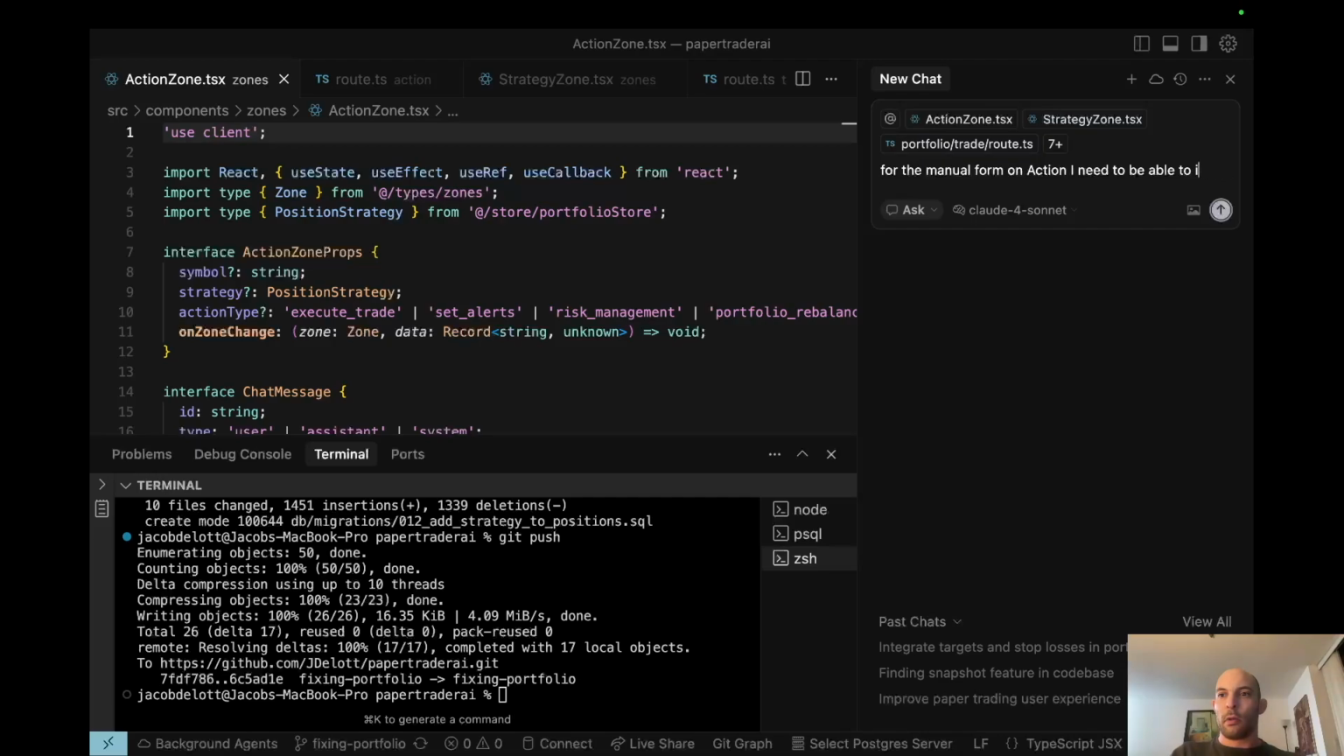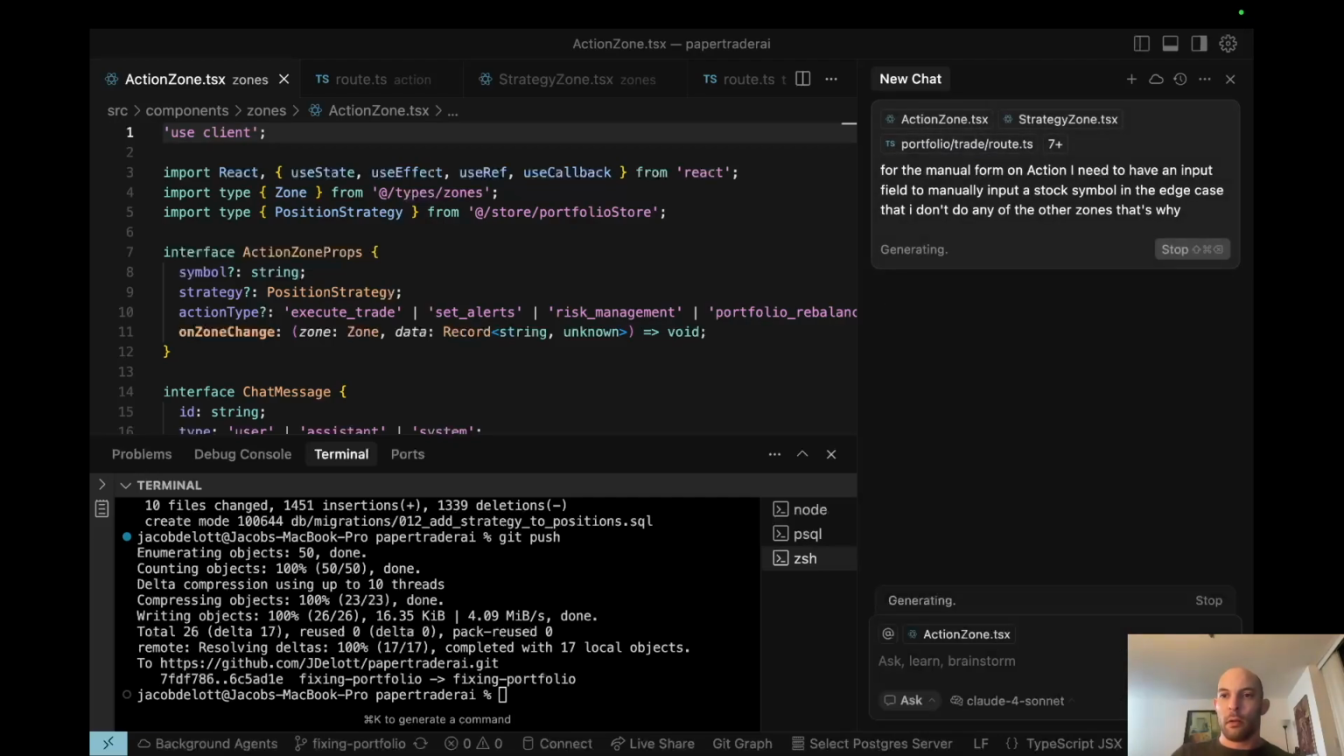input, or I need to have an input field to manually input a stock symbol without any edge case that I don't do any of the other zones. That's why. Kind of goofy.